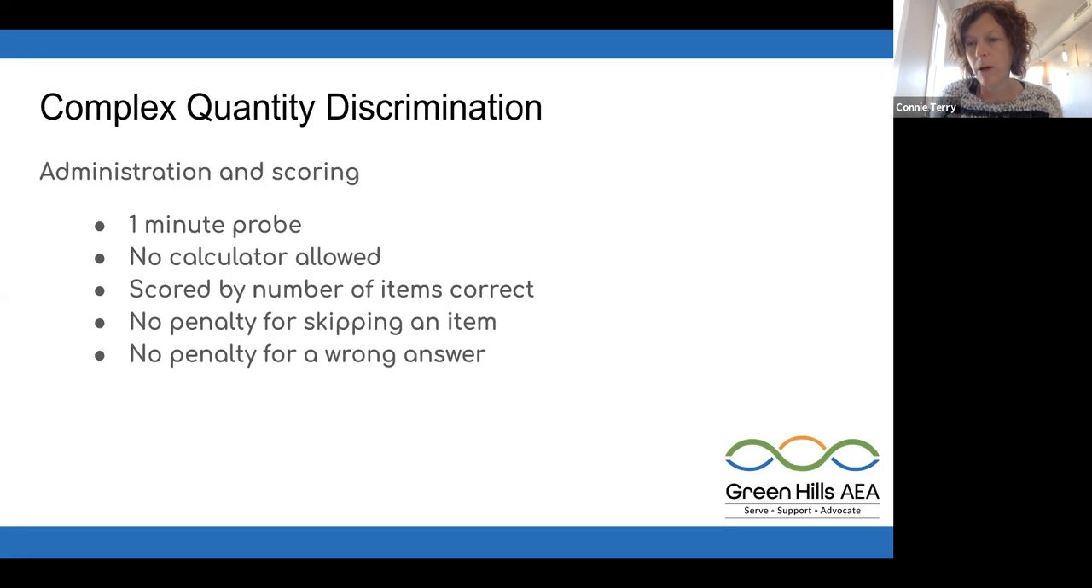It is not appropriate to have this be a percent, like have them complete the whole page and then give a percent correct. I really ask that you score it as the researchers created. That was the way they were able to show their growth, is by doing number of items correct.